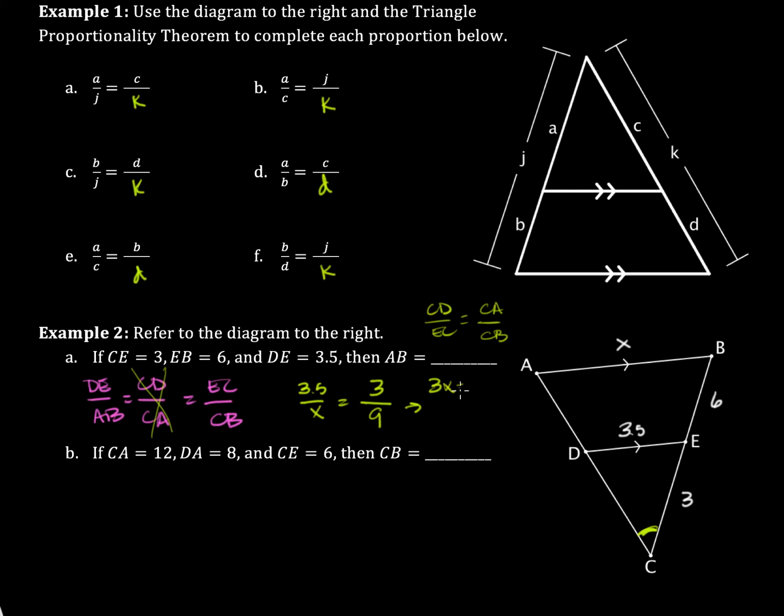I know that 3 times x would equal 9 times 3.5. 9 times 3.5 would be 31.5. And that tells me then that x would equal 31.5 divided by 3, which is 10.5. So the length of AB is 10.5 in that picture. Again, that came from using theorem 7-3 to determine that these two triangles were similar, triangle CDE and CAB. And then based on that similarity, I could set up all of these ratios that should be equal because they're ratios of corresponding sides. Now if I look at part B down here, I've got different values.